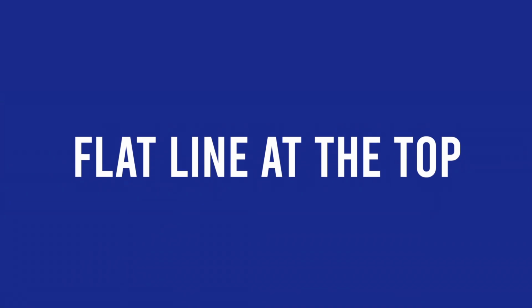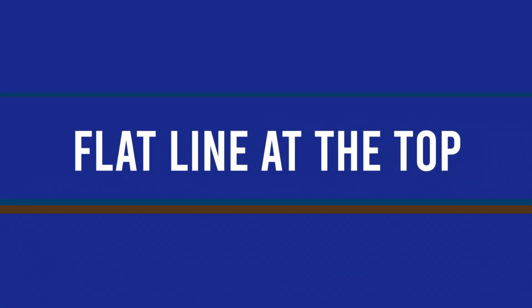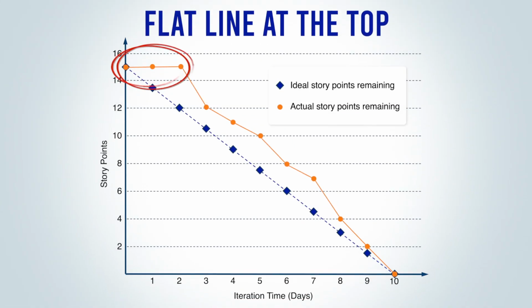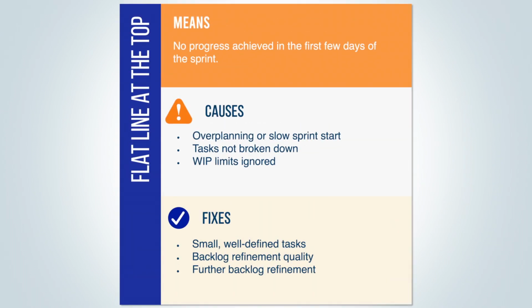Number 1, flat line at the top. This, of course, means that no progress is achieved in the first days of the sprint, although it doesn't mean that no work is being carried out. Causes include over-planning or a long ramp-up at the sprint start. This could be because tasks haven't been broken down and made small enough, or that work in progress limits have been ignored and with the team spread too thin.